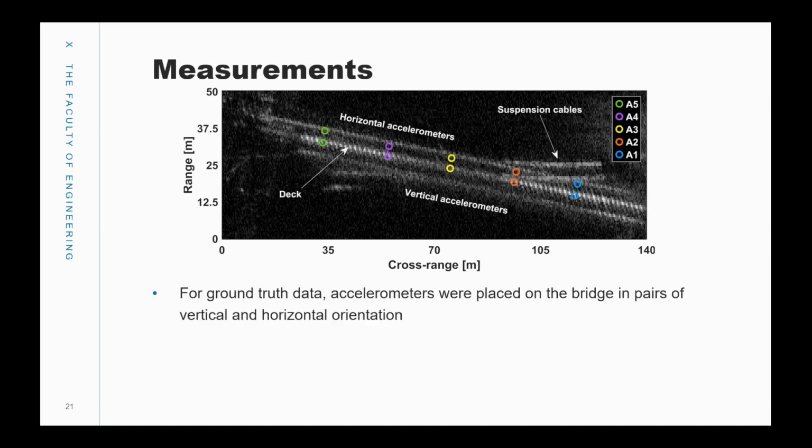And on this, I've annotated the locations of the ground truth sensors, so all the accelerometers. These were linear accelerometers, and they were placed on the bridge in pairs, one in each pair being horizontal orientation, one being vertical orientation. This was to capture the different modes of movement of the bridge. And then from this data, a velocity time series was calculated by integration, and this was synchronized with the SAR data by the comparison of the timestamps.